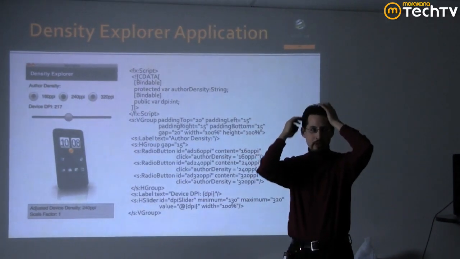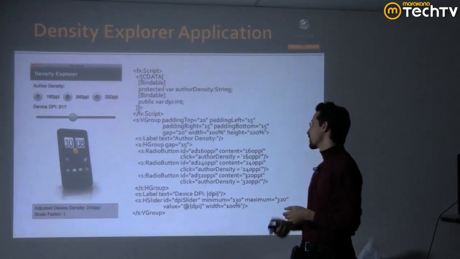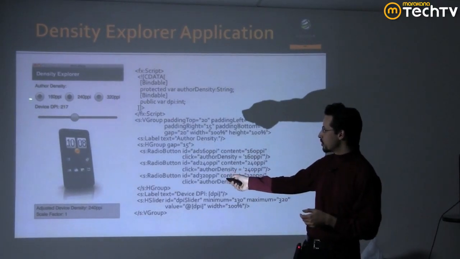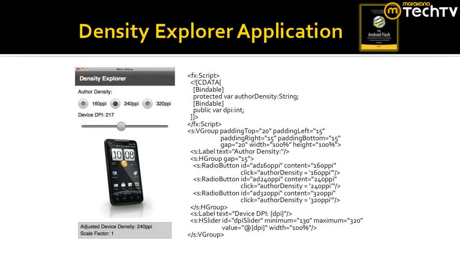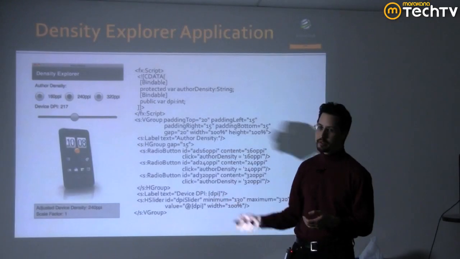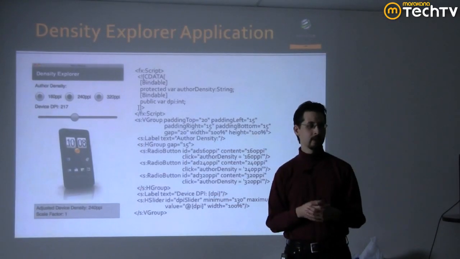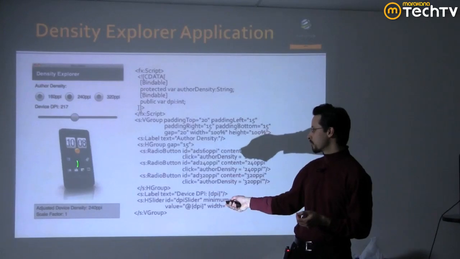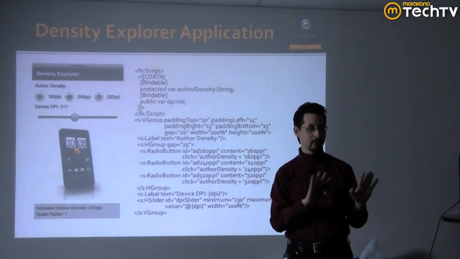So just to give you ideas of how density works and how you use it within the AIR APIs, I created a little sample application called the Density Explorer. And basically what this does is you can choose an author density. So in a Flex application, your author density is the density for which your application was targeted at. So you can say my application is designed for a 240 pixel per inch screen, and it's going to scale it based upon the target device. The second thing is it has a little slider here, so you can choose a device DPI for different devices. And it has a little picture here, which will update as you slide, so you can see different phone pictures which are close.